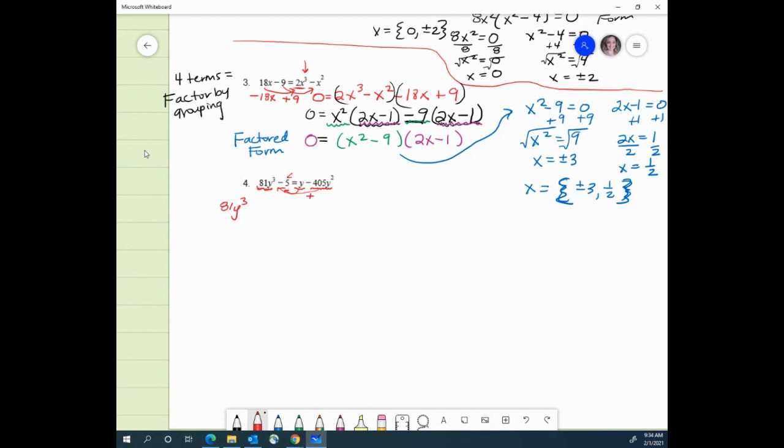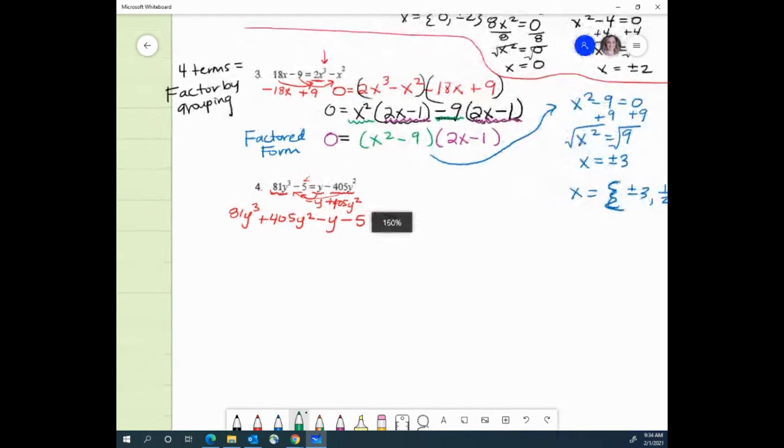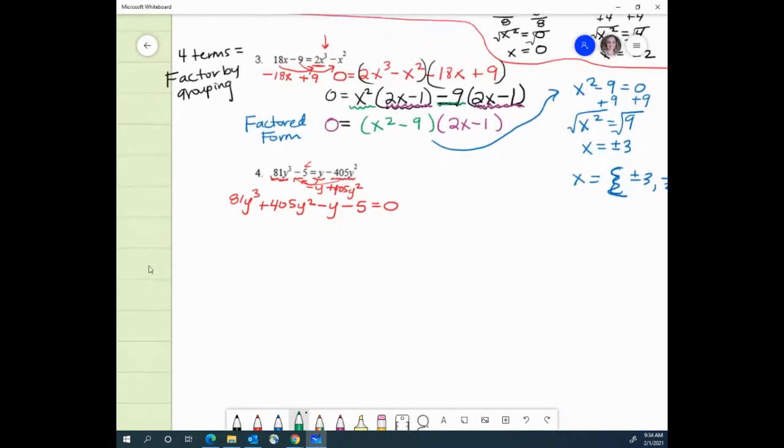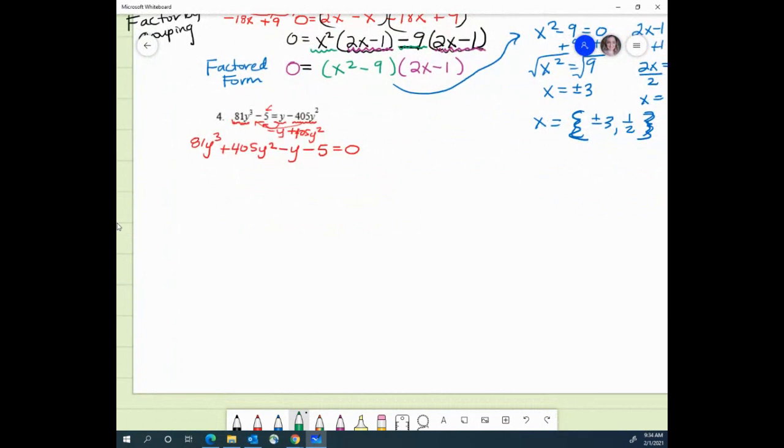So we're going to end up with 81y cubed. I'm going to add 405y squared to bring it over to the left side. So plus 405y squared. I have to subtract y, so minus y. And then negative 5 is already on that left side, so it's going to stay negative over there. All right, still 4 terms. So we're going to factor by grouping again, like this.